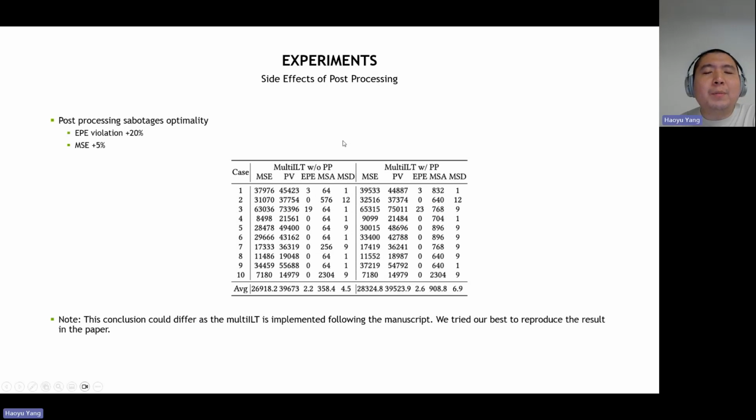Next, we also want to show some of the claims in our paper. We're talking about the side effects of post-processing. We re-implemented the DAC23 paper by ourselves and ran all of the experiments. We tried our best to reproduce the results of that work, and we did the post-processing on the final optimized mask. We see that post-processing increases EPE violation by 20% and also the MRC number by 5%. So this is a demonstration of our claims about the side effects of post-processing.